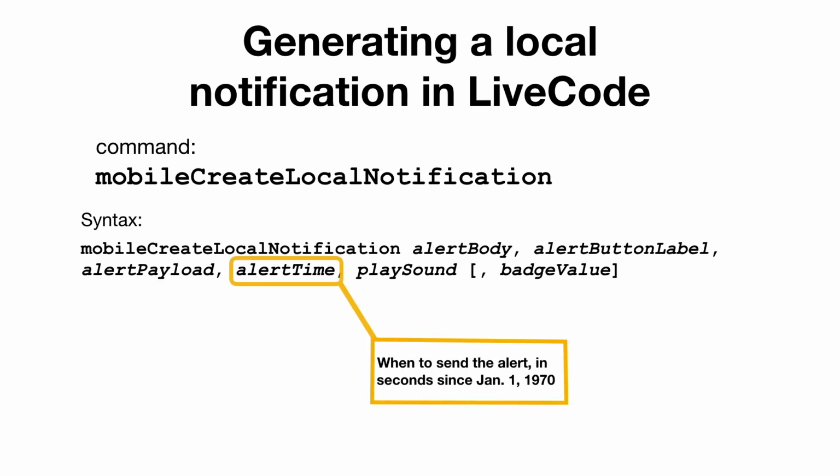The next parameter is the alert time parameter, and that's the time at which the notification should be triggered. This time is given in seconds since the beginning of the Unix epoch, January 1st, 1970, 12 midnight. That's a baseline time that is quite commonly used throughout Unix-based and even internet-based applications.